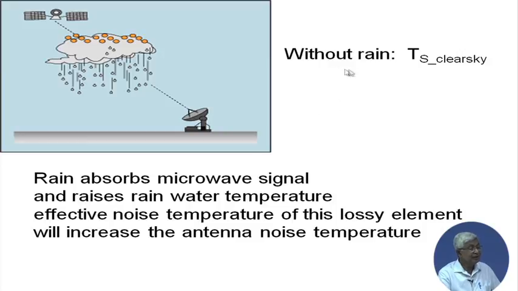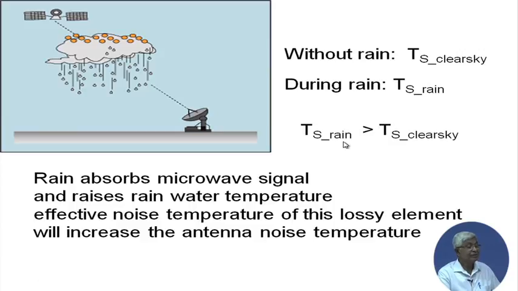So, antenna noise temperature increase means receiver noise and antenna noise temperature together is the system noise temperature of the receiver. So, that is Ts. Without rain let us call it Ts clear sky, and during rain it is called Ts rain. So, Ts rain is more than Ts clear sky because the effective noise temperature has increased. So, the receiver system noise temperature has increased during rain.